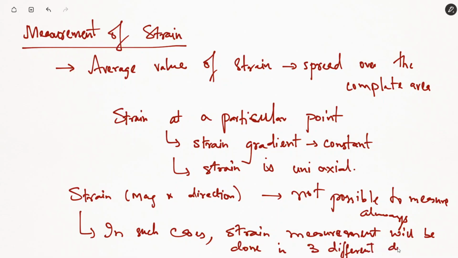So arbitrarily, we can take a 3D model wherein we can measure three measurements of strain in three different directions. That may give us an approximate value of strain. So the case here is that what we are actually trying to establish is that strain measurement at a particular point is not actually possible using a resistance strain gauge. A resistance strain gauge gives us the average value of strain spread over a complete area.